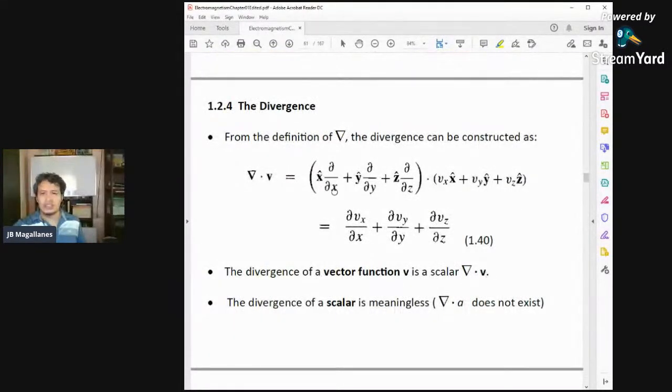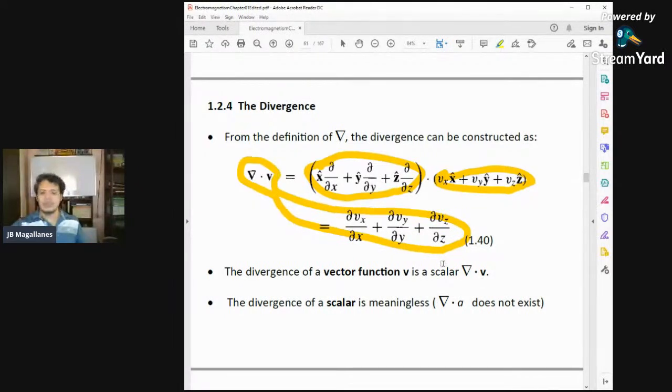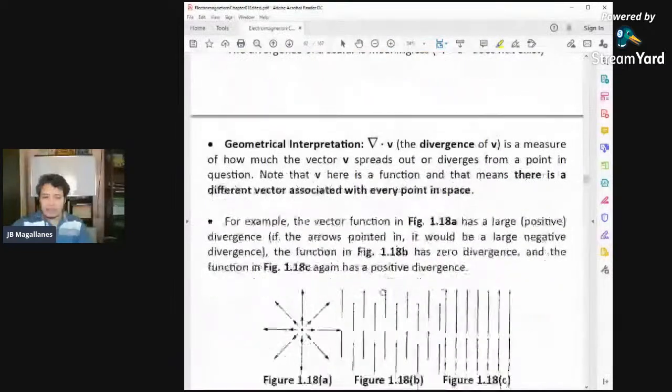So this is how you get the divergence of a vector function. In general, your del will look like this, and your V will look like this. You have a vector function here, which has components in the x, y, z direction. So you can dot this. This is the divergence of V. So it has become a simple definition of that. This is the divergence.